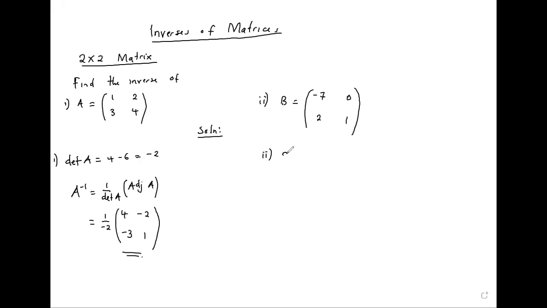For B, we'll first find determinant B. That is -7 minus 0, which is -7. Then B inverse is going to be 1 over -7, and then 1, -7. Even if you change the sign of 0, it does not change. You can screenshot. This is enough for 2 by 2 matrices. That's how you get the inverse. Just switch the major diagonal and negate the minor diagonal. So we're done.